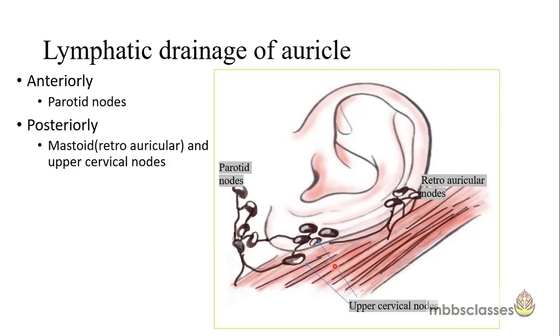The other group of nodes which sometimes may be involved are the upper cervical nodes, if there is any infection or pathology in the lower part of the pinna. So there are three groups of lymph node drainage: parotid nodes, anteriorly from the anterior part or the lateral surface; retroauricular nodes from the medial surface or the posterior surface; and from the inferior part they drain into the upper cervical nodes.